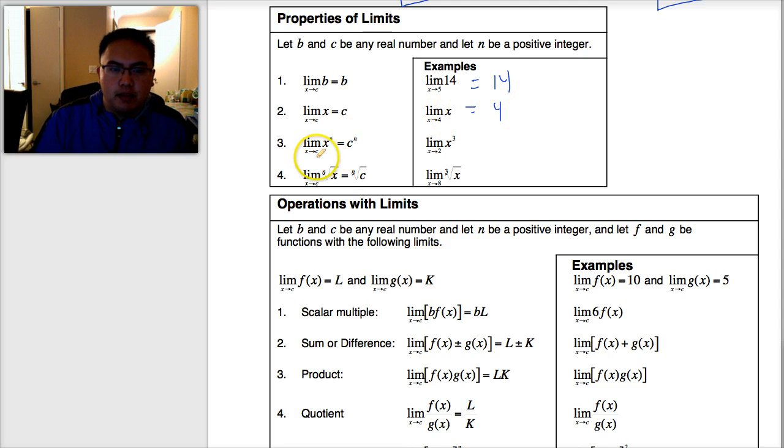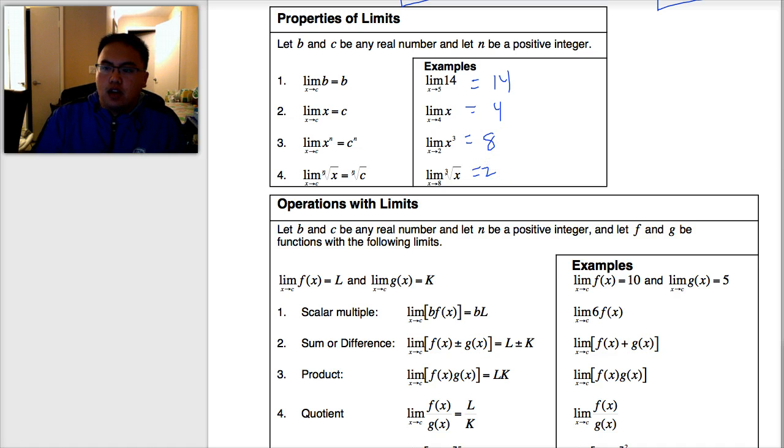This one, as I go to a number, again, I use the substitution method, or they call it direct substitution. I'll plug in 2 into here, and I get 8. Same exact thing, x goes to 8 of the cube root of x. I plug in 8, I'll get 2.